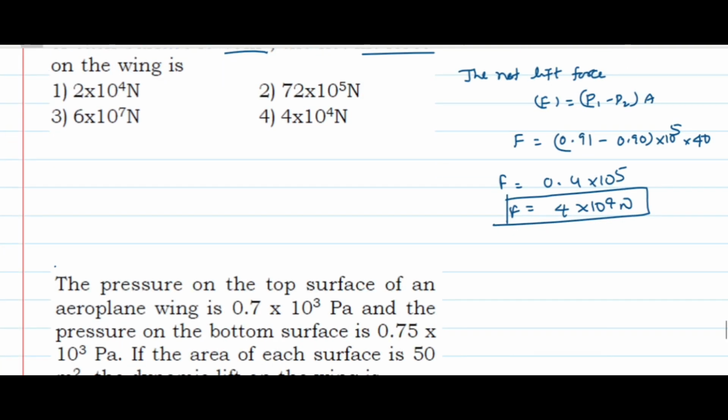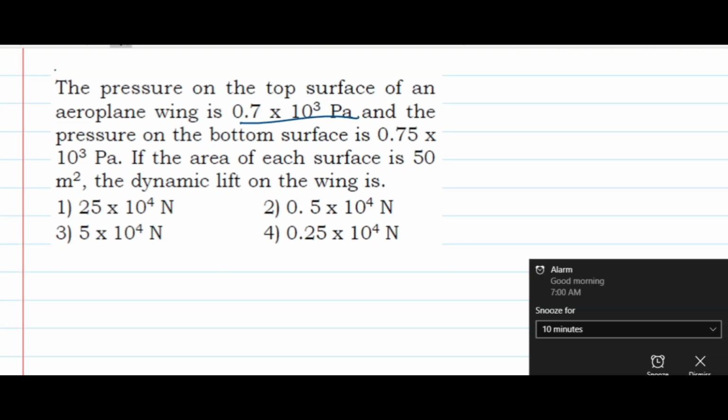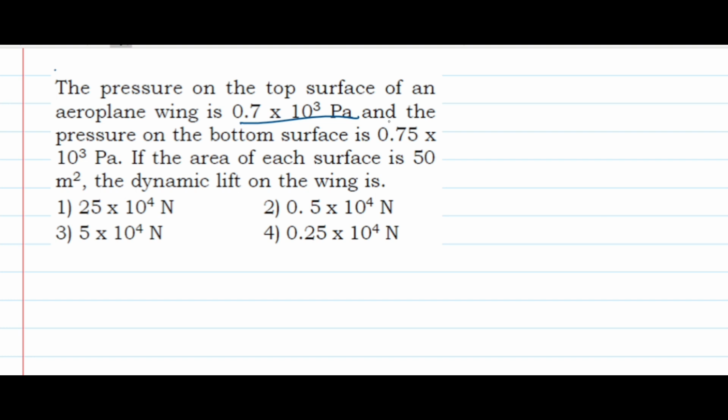Look at the next question. The pressure on the top surface of an aeroplane wing is 0.7 into 10 power 3 Pascal, and the pressure on the bottom surface is given as 0.75 into 10 power 3 Pascal. If the area of each surface is given as 50 meters square, the dynamic lift they are asking. So the same question, an aeroplane wing, and the pressure values are given. The pressure is 0.7 into 10 power 3 Pascal, and the pressure at the bottom surface is 0.75 into 10 power 3. So this is in Pascal.